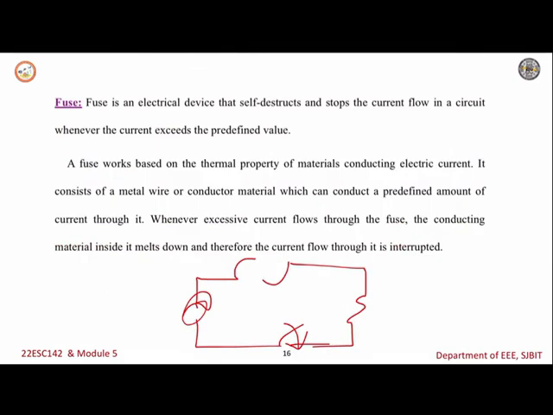While discussing fuses, we should know some terminologies. These are the ratings of the fusing elements. One will be the rated current.